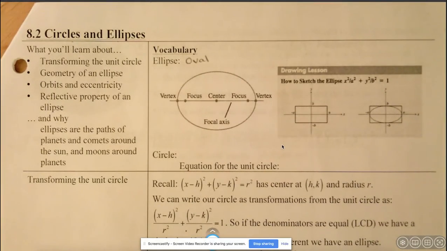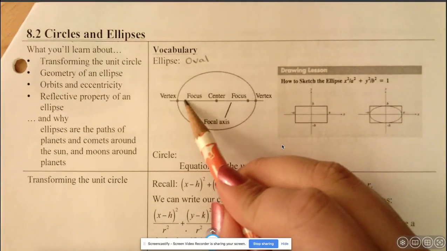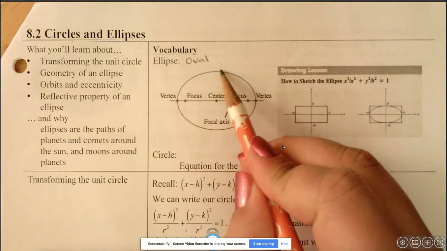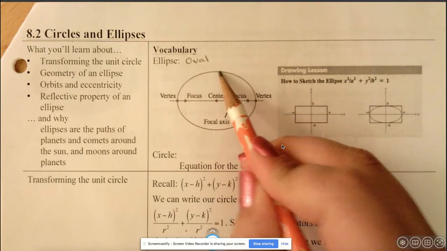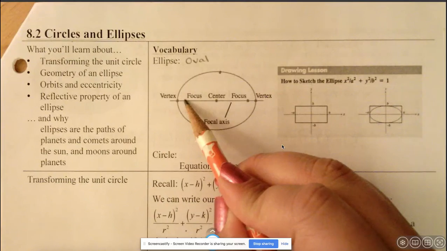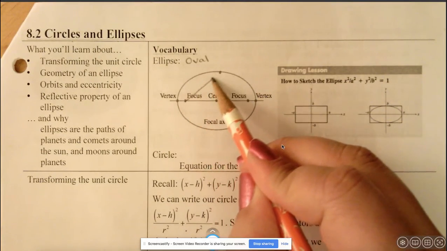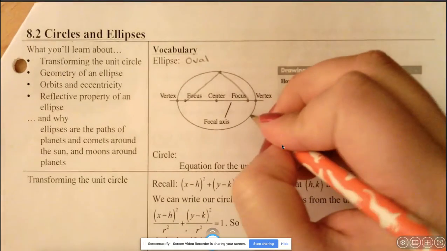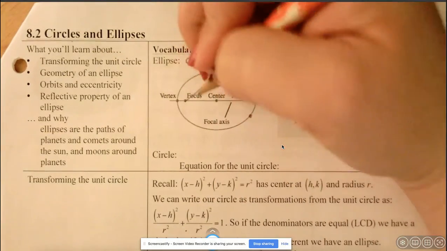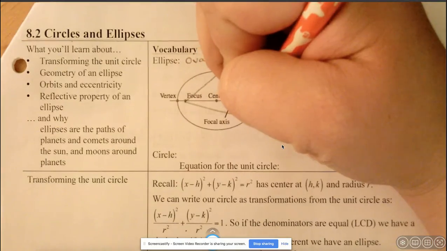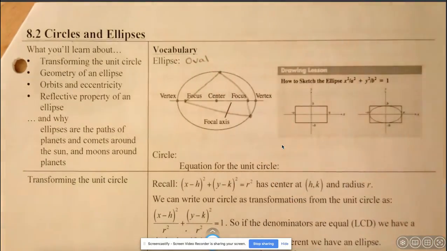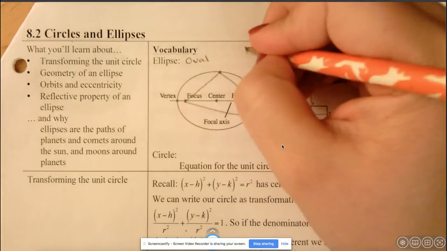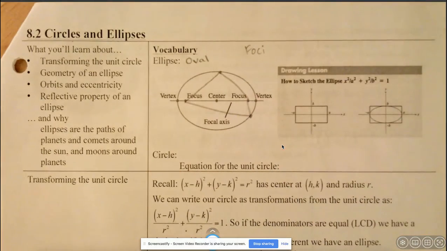And what's special about an ellipse is that there are actually two foci, and every point on an ellipse has the same distance if you add up the distance from the focus to that point and from that point to the other focus. So every point on this ellipse has the same sum of distances to the foci. Foci is the plural of focus.